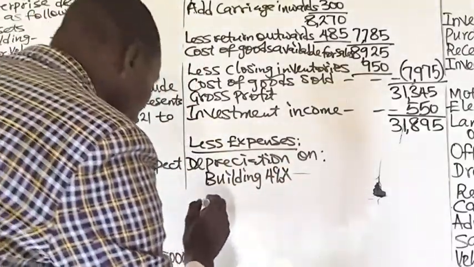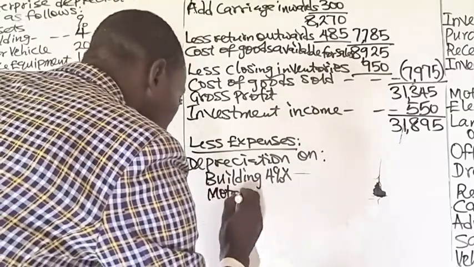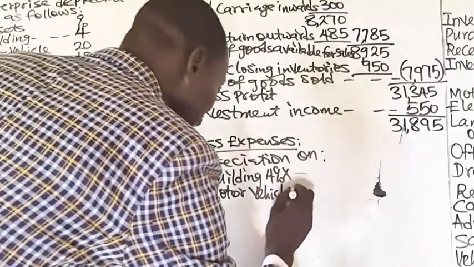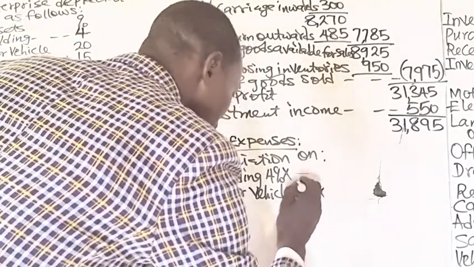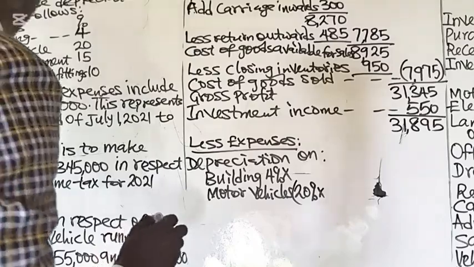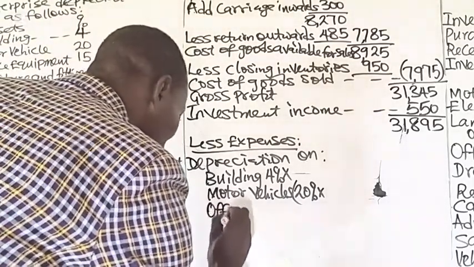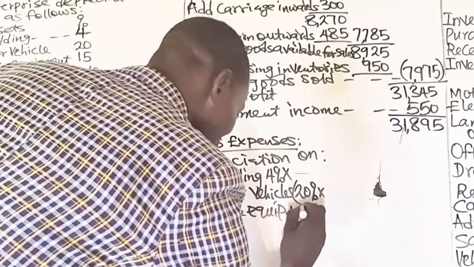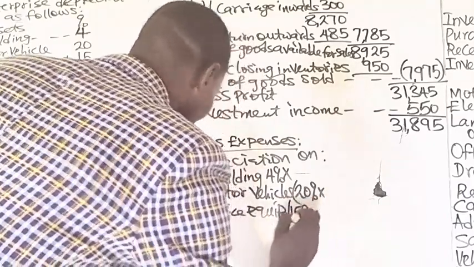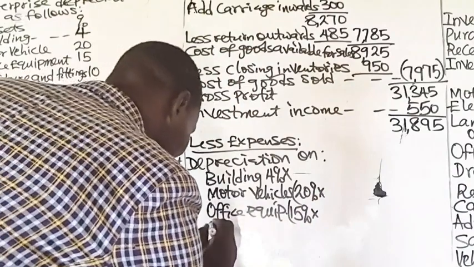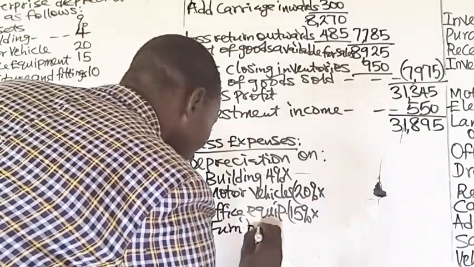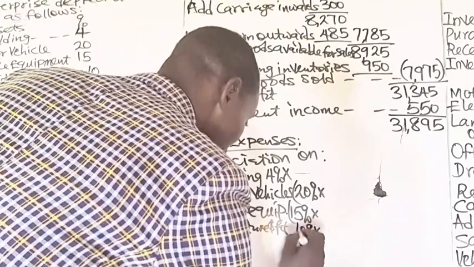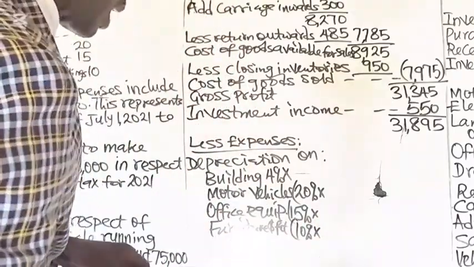Then after building, we have motor vehicles, and that is 20% from note 1. Then we have office equipment, and that is 15% from note 1. Then furniture and fittings, and that is 10% from note 1. Remember, you have to calculate your depreciation on the cost of the asset.